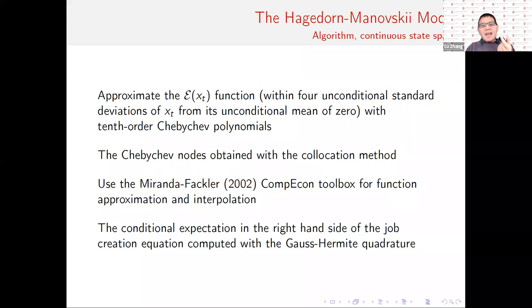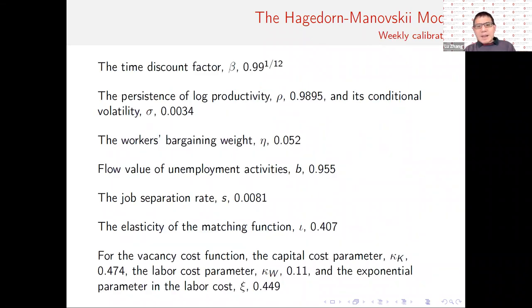Okay. So Mario and co-author CompEcon Toolbox gives us very convenient tools to do that. We don't worry about the technical details. I highly recommend you try out the CompEcon Toolbox. Extremely, extremely convenient. As noted, with continuous state space, we implement conditional expectation with the Gauss-Hermite quadrature. So for calibration, we use exactly the parameter values from Hagedorn-Manovskii.